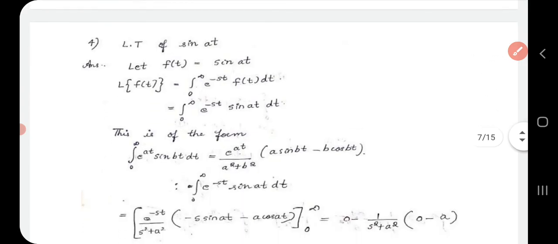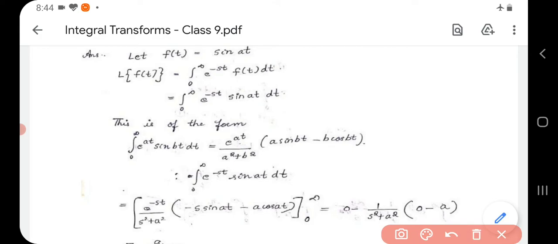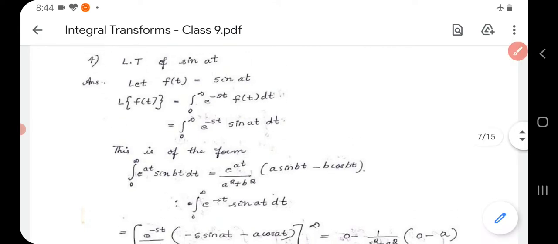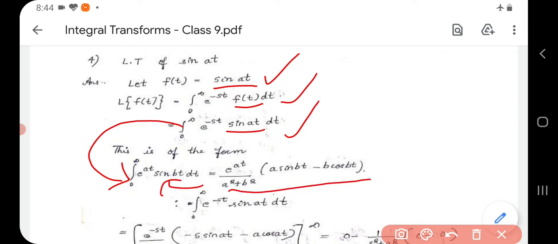Next, another formula: Laplace transform of sin at. Here the question is in t, so just replace x with t. So this is your function formula. In place of f of t, write sin at. Now this equation is of this form, right? That is, in place of a you have minus s, and in place of b you have a. So this is a formula to evaluate this integral.